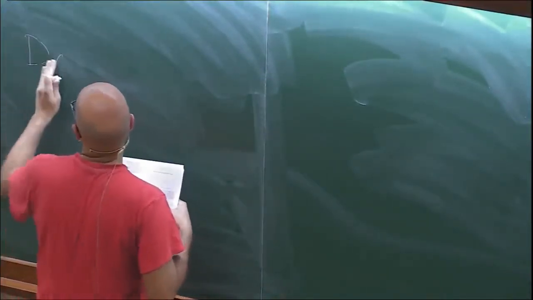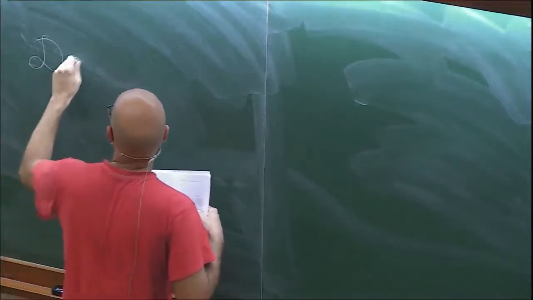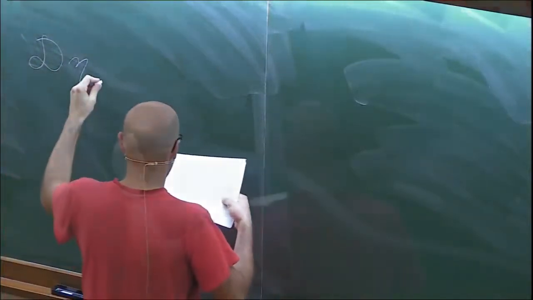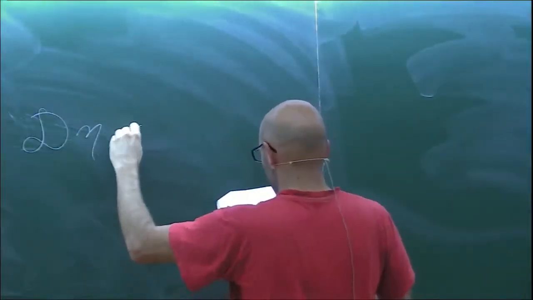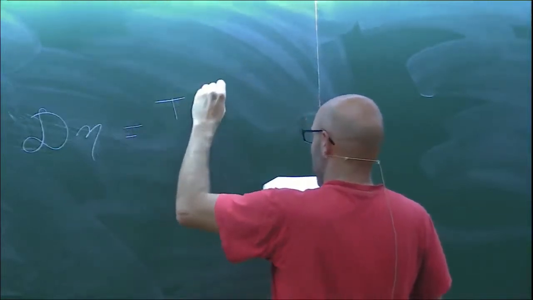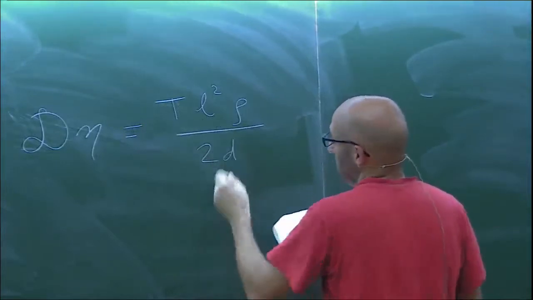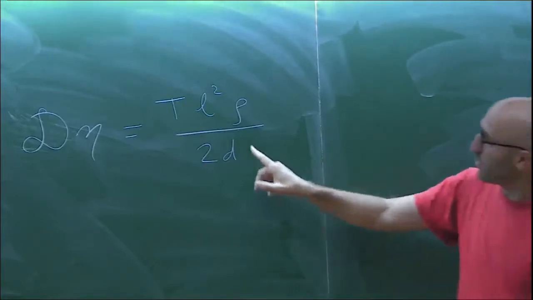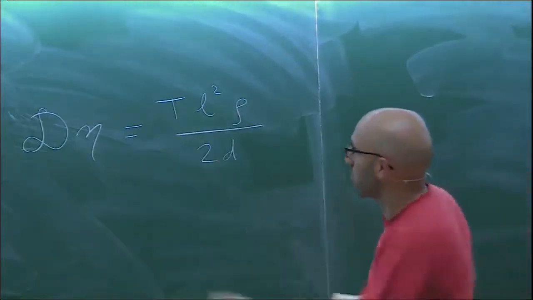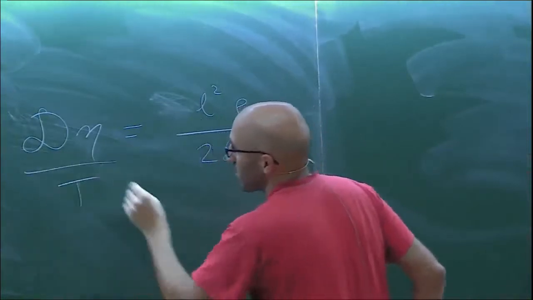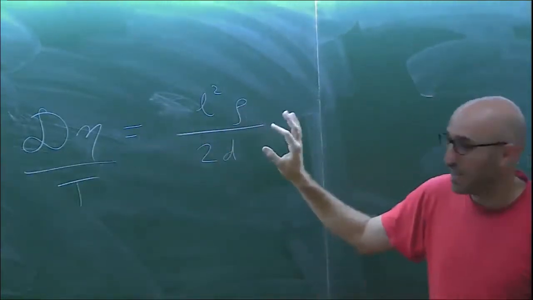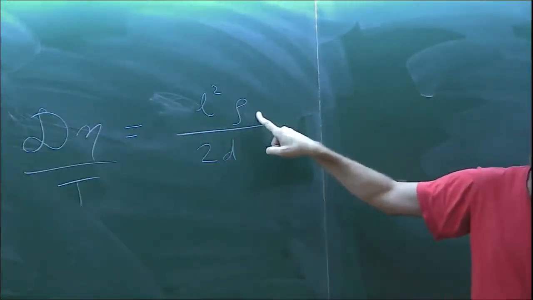It's something like that. So you have that the diffusion times the viscosity is equal to T times L squared times rho divided by 2D. So if it was Stokes-Einstein, it would be a constant. Stokes-Einstein would give you that this is a constant, and here it's not a constant, it's proportional to rho.